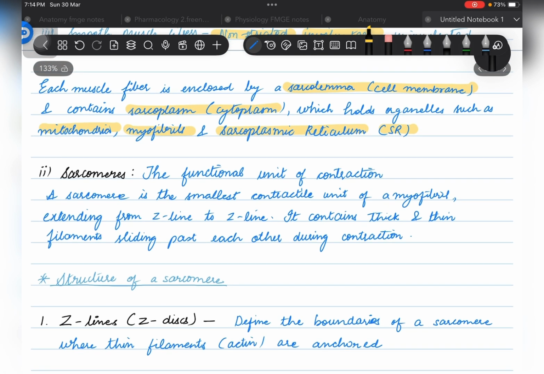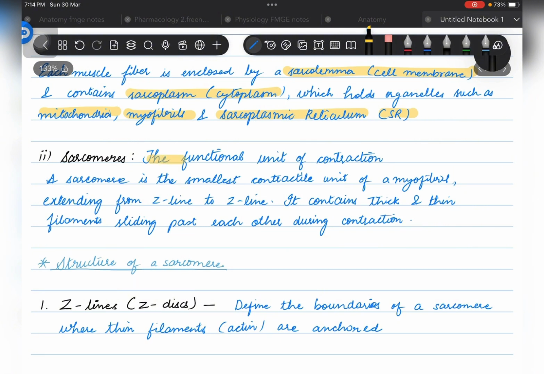Second ones are the sarcomeres, the functional unit of contraction. A sarcomere is the smallest contractile unit of a myofibril. Extending from Z line to Z line, it contains thick and thin filaments sliding past each other during contraction, which are known as actin as well as myosin.